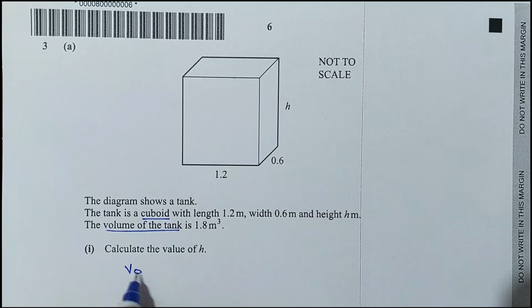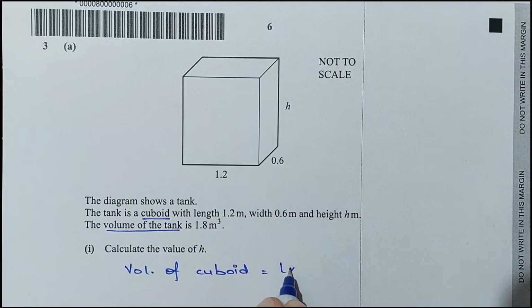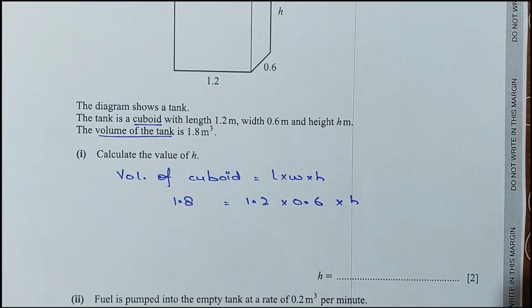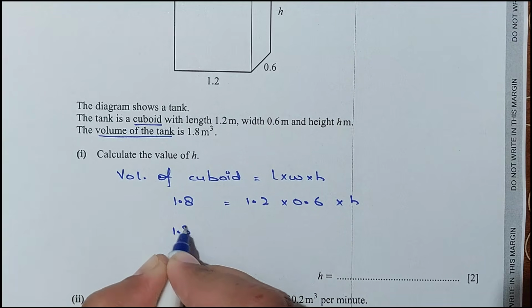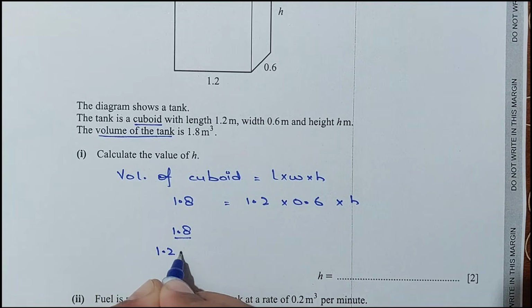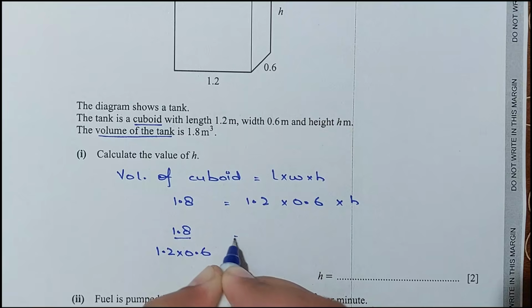So the volume of a cuboid is equal to length times width times height, which is 1.8, and this is 1.2, 0.6 and h. So just solve for the height. So 1.8 divided by 1.2 times 0.6, and this would be the height.